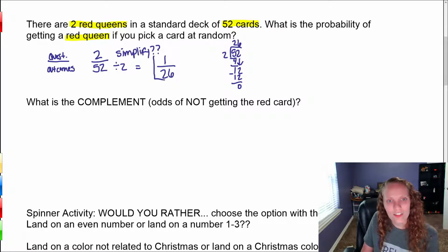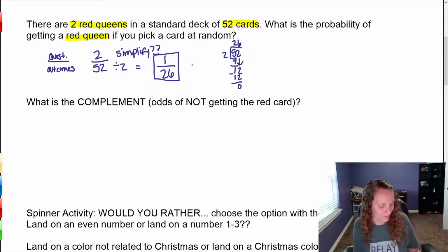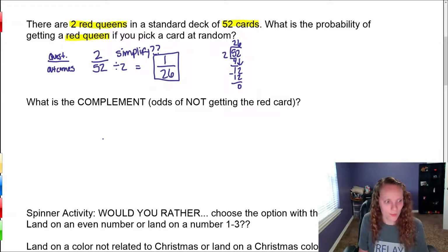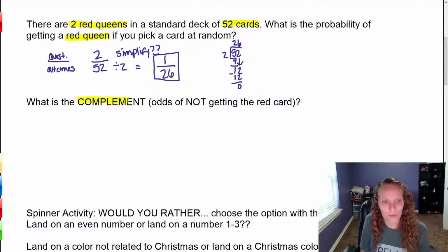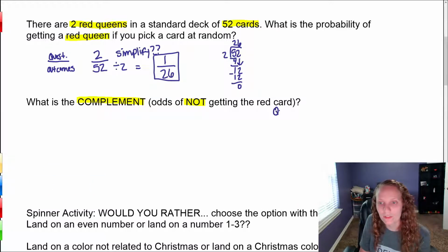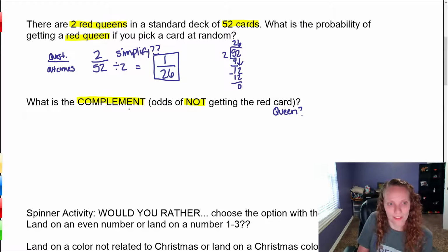Okay, so the odds of selecting a red queen is 1 out of 26. And then the next question says, what is the complement? So instead of us writing a definition for the word complement, we're just going to go off of what this question says. Complement is the odds of not getting the red card, and more specifically, getting the red queen from the previous question. Complement means the opposite, or not.